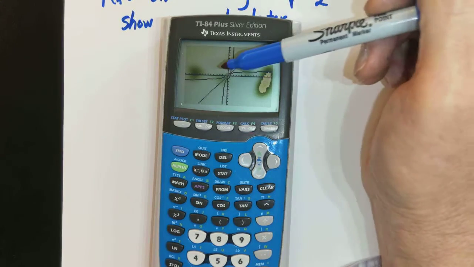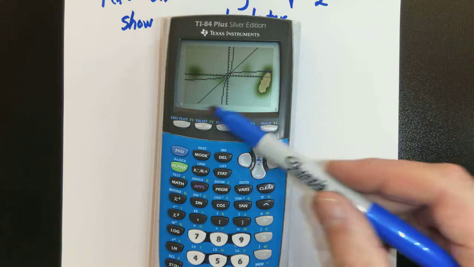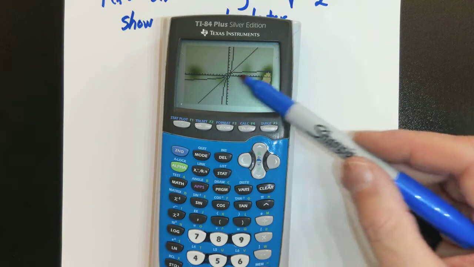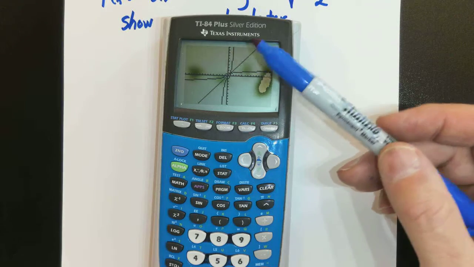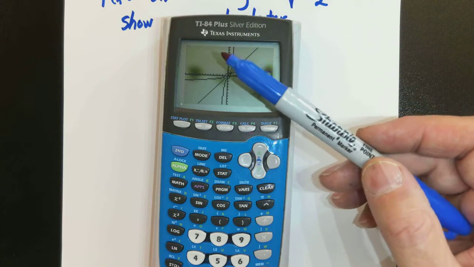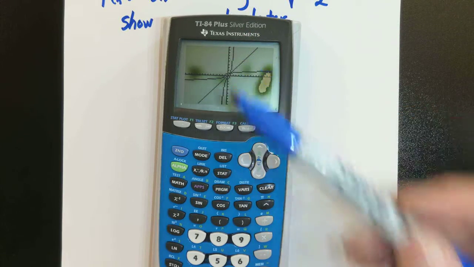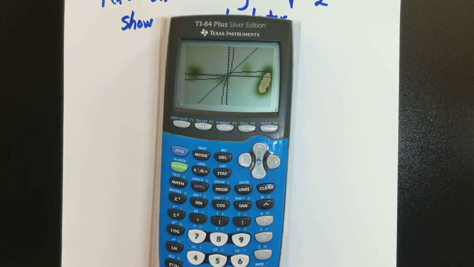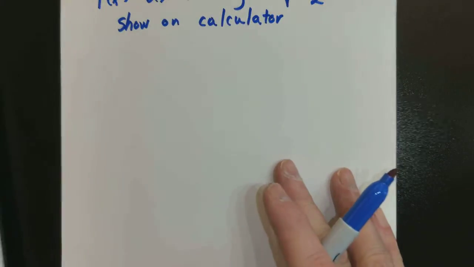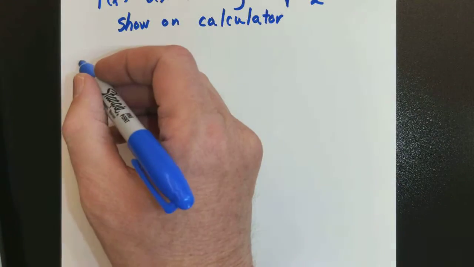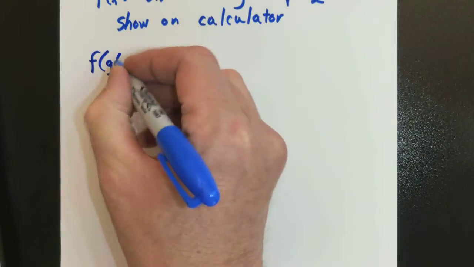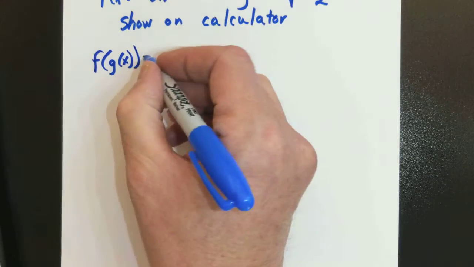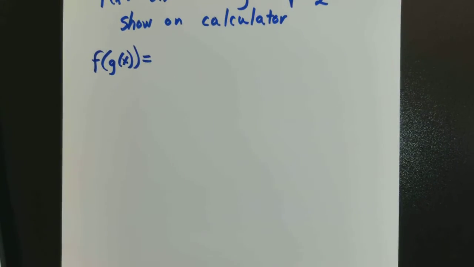And that shows me y equals x just cutting straight through the quadrants. Do you see the symmetry over y equals x, how that works there, what that looks like? That's one thing I wanted you to see graphically. Algebraically, I want to know what f of g of x is equal to. It's supposed to be x.